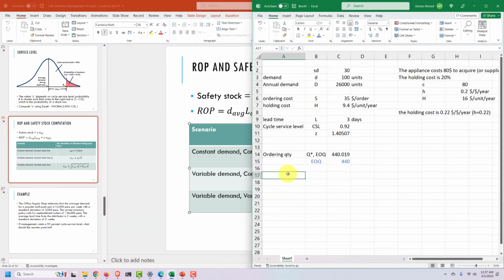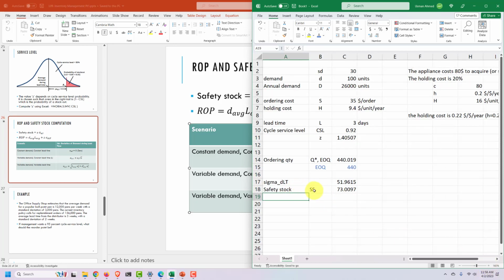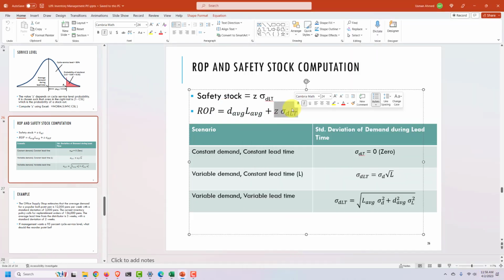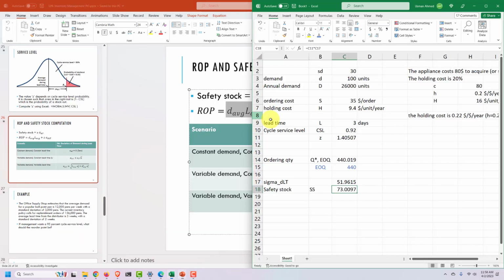So we'll do sigma DLT. That's going to be standard deviation of demand multiplied by square root of the lead time. I'll put a bracket at the end. Then our safety stock, SS, is Z times sigma DLT. So just Z multiplied by this quantity here, this one we just computed, is going to be your safety stock. So this is this term, Z times sigma DLT. To safety stock, we have to add the average demand times the average lead time.